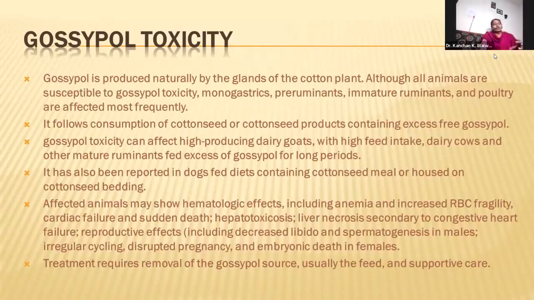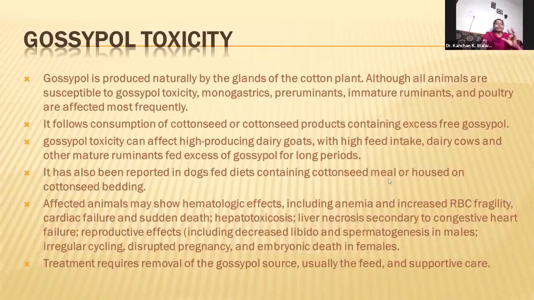And again, the gossypol also has some effect on the heart tissue, so there will be cardiac failure and sudden death. This will also get absorbed in the liver, and there will be liver necrosis, and there will be reproductive failure, because there is anemia, there is cardiac affection, there is liver affection. So all these things will lead to reduced circulation in the deeper parts of the tissues in the body, and because there is lysis of the RBCs, again there will be anemia, and all these things will lead to reproductive failure in animals.